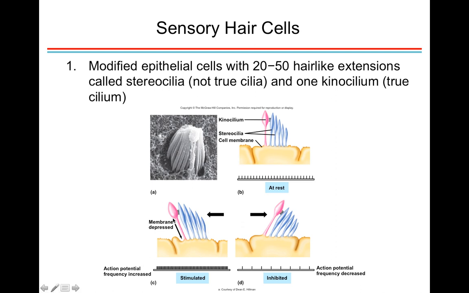So if there's significant movement in one direction, if they lean towards the kinocilium, we're going to see much more frequent action potentials. And if we have the stereocilia pointing away from the kinocilium, we're going to see the hyperpolarization and a much reduced frequency of action potentials.